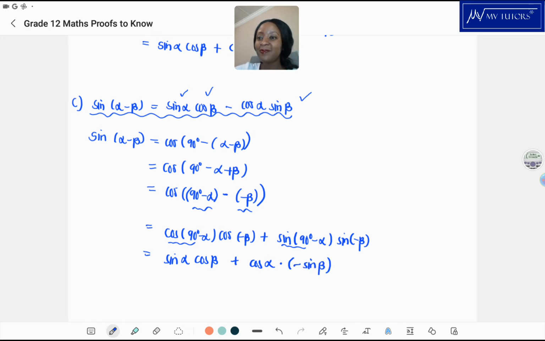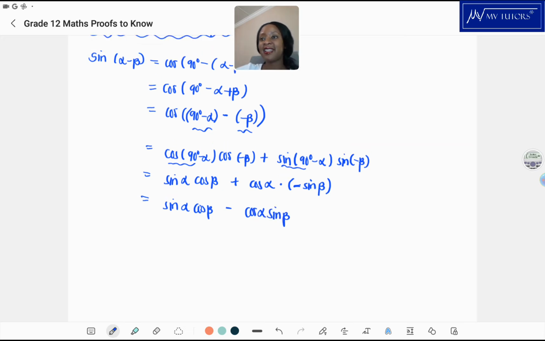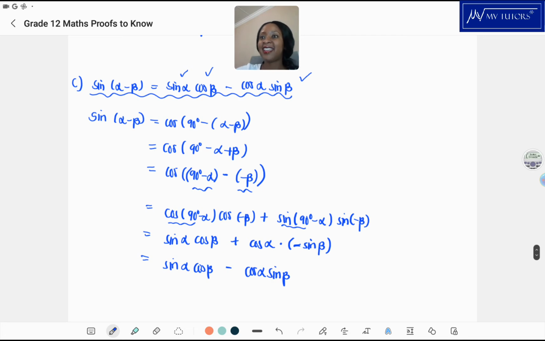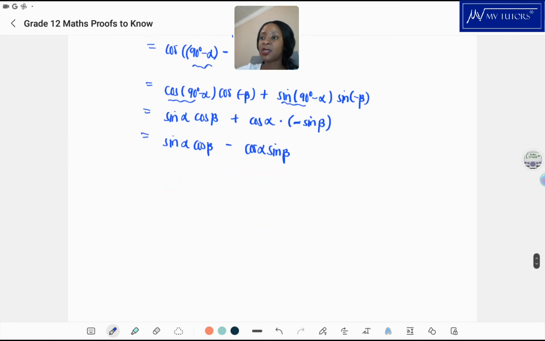Okay, so if we simplify it any further, we will have sine alpha cos beta. We're going to take this negative out, and then we're going to have cos alpha sine beta, and we have it there. Yes. Cool, and that is how we solve. Okay, now getting to the double angles. Okay, so the double angle for sine, let's say we had sine 2 theta. Okay, you must just know what it is equal to. That's also given in your formula sheet.